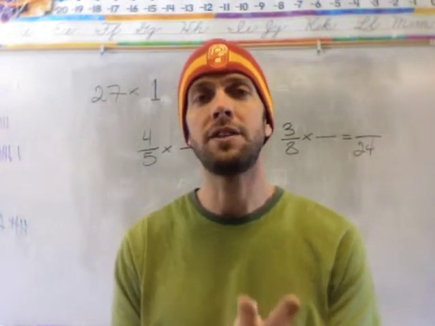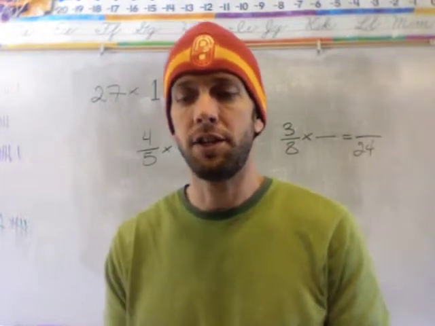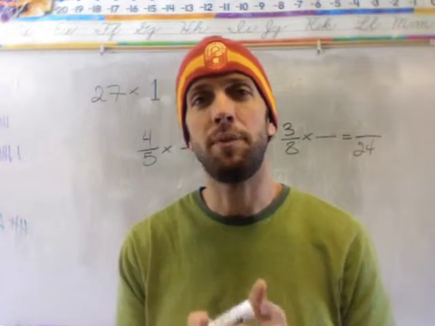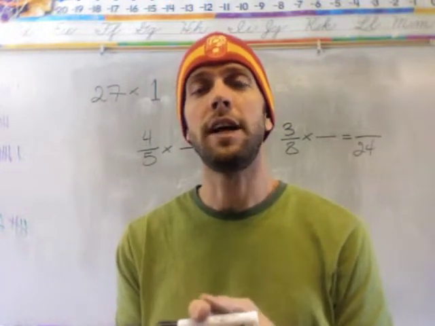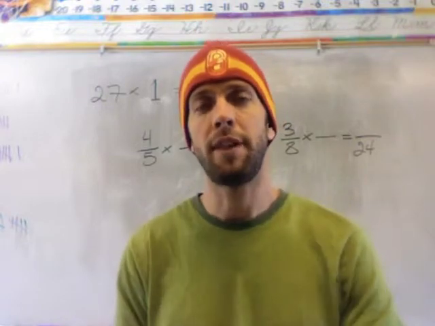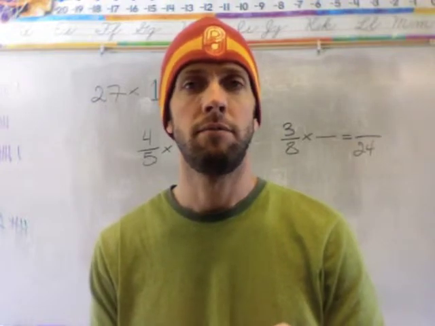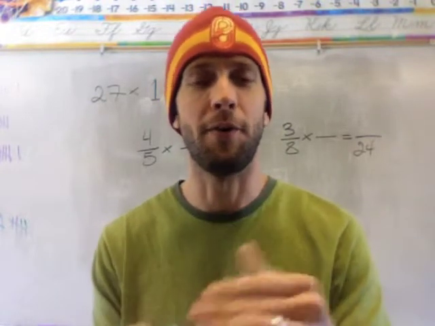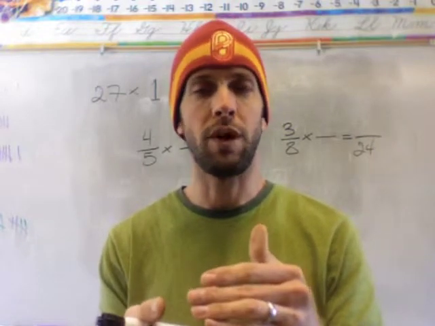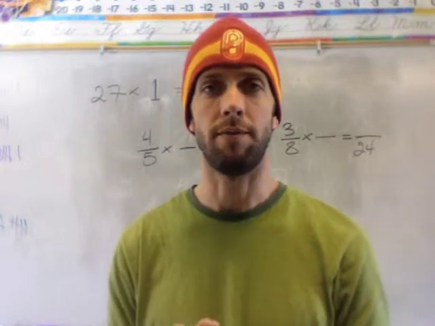Now with fractions it works a little different because you can multiply a fraction by an infinite amount of numbers and it'll still be the same amount as long as you multiply that fraction by something equivalent to 1. Now remember that fractions equivalent to 1 have the same denominator and numerator. 4 fourths, 8 eighths, 100 hundredths, 21 21ths. Those are all fractions equivalent to 1, right?